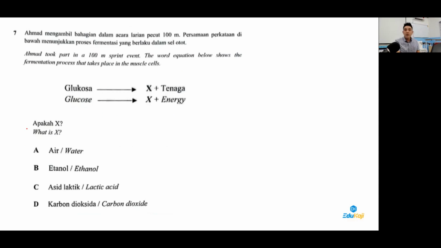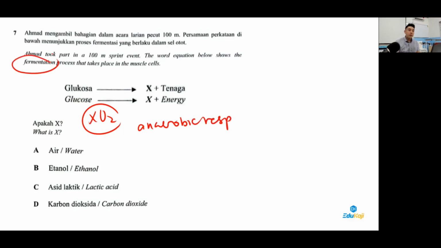Number 7, guys. This is respiration as well, but because you see no oxygen in front, no oxygen means this is anaerobic. Anaerobic respiration means fermentation. Fermentation will produce lactic acid and energy. Please take note, ethanol will be for plant and yeast.